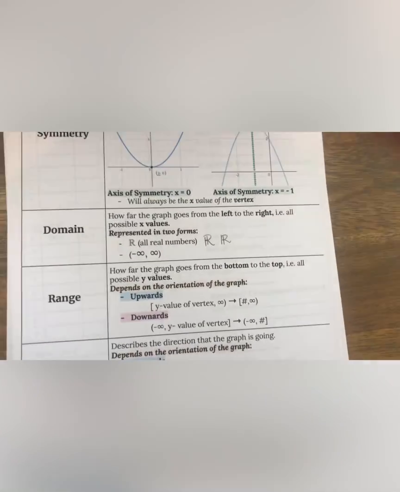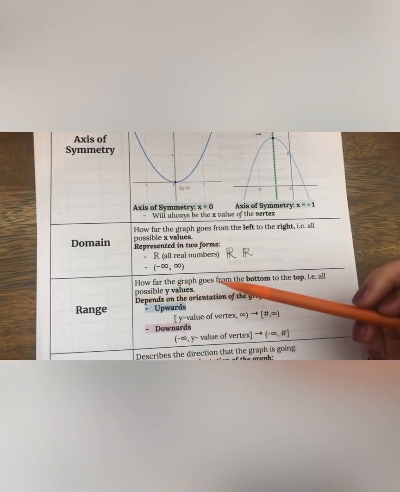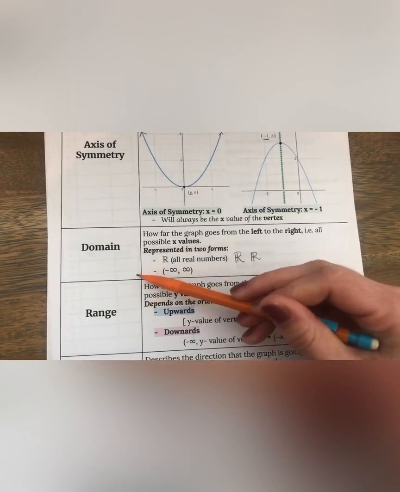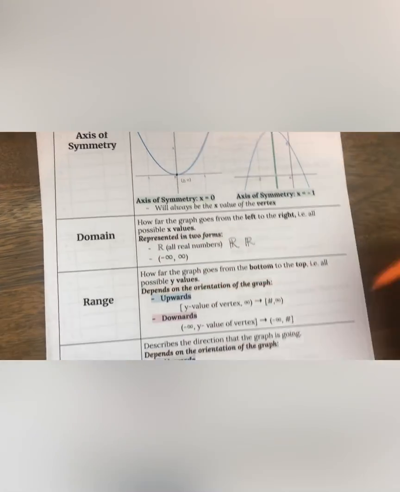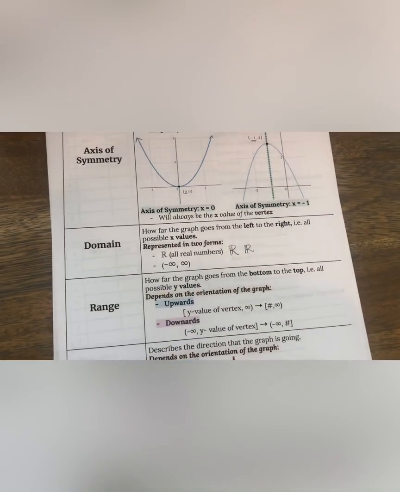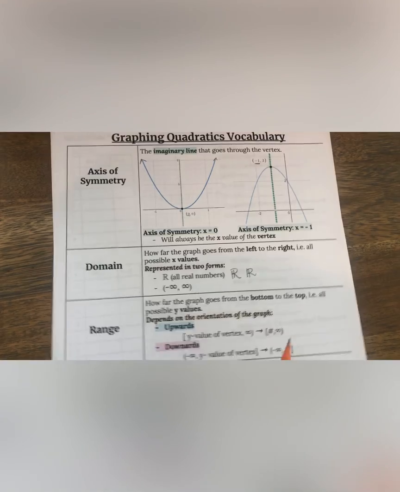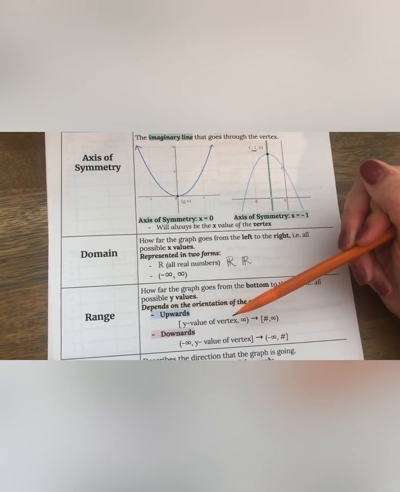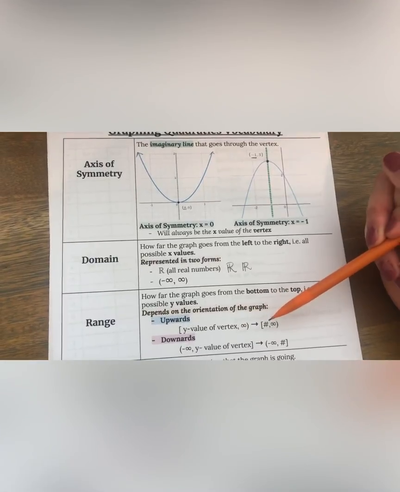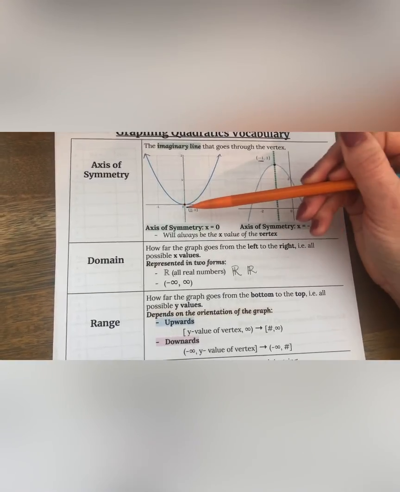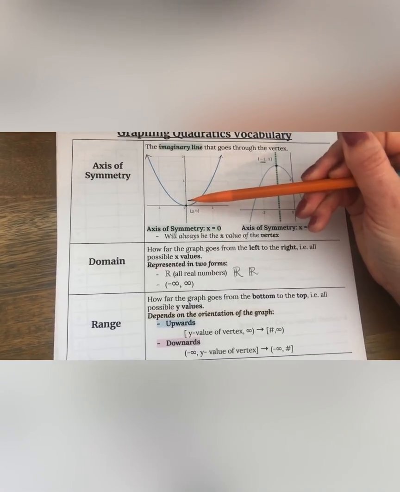Range is kind of similar, but it's talking about how far the graph goes from the bottom to the top, basically all your y values. So domain is x values, range is y values. Range is going to depend on the orientation of your graph. If it's facing upwards like this one, all you're going to do is just put the y value of your vertex and then to infinity. Because basically when it's facing upwards, the lowest point that my graph is ever going to go is here. And then it's extending up forever and ever and ever. That's why it's to infinity.